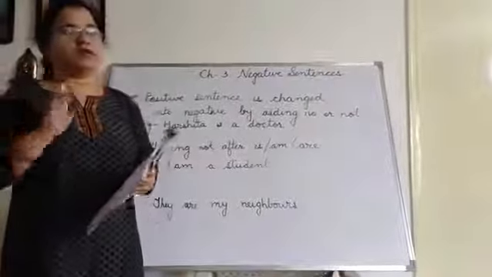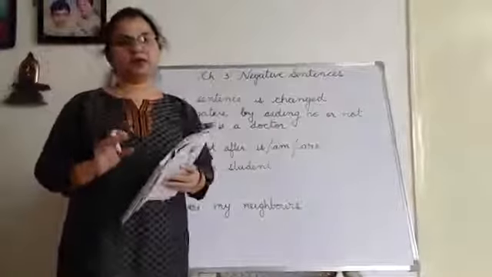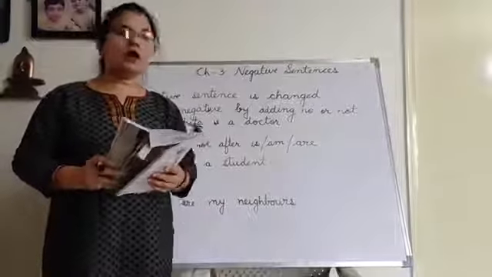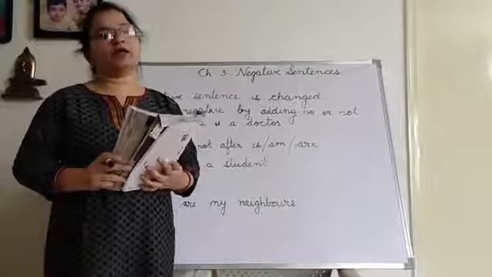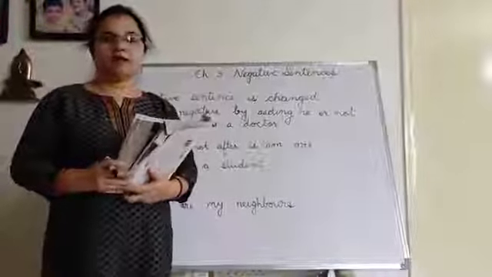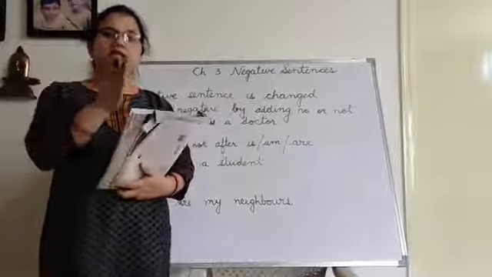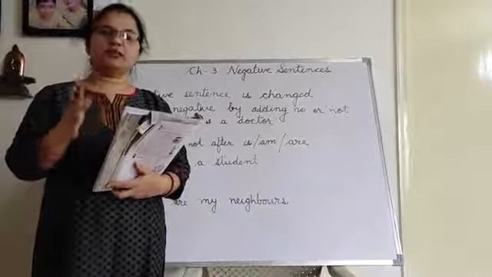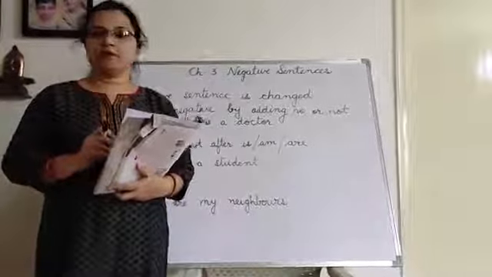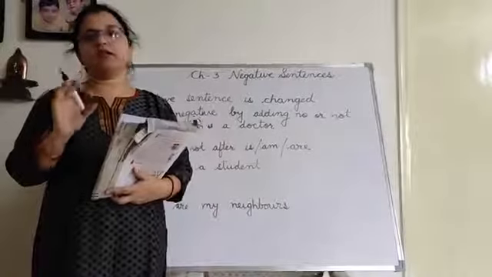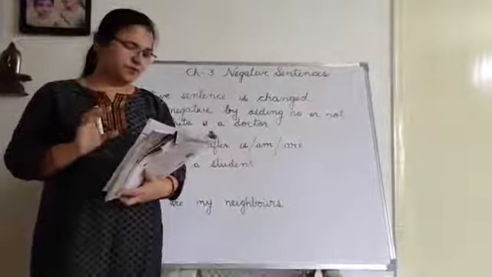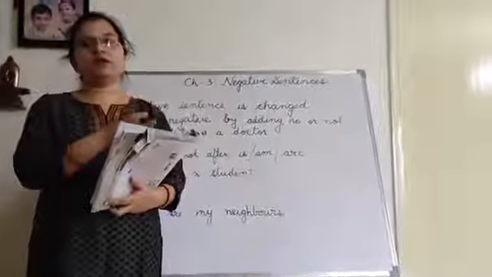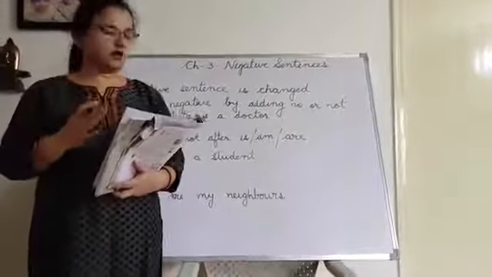Now let's recall what we have read in the previous chapter. Chapter 2 of your grammar book was about sentences, where I taught you how to make questions. By changing the place of the verb in the sentence, you can make questions which you can answer in yes or no. Like, he is tall. So, is, the verb, you will place before he. Is he tall? And this is a question.